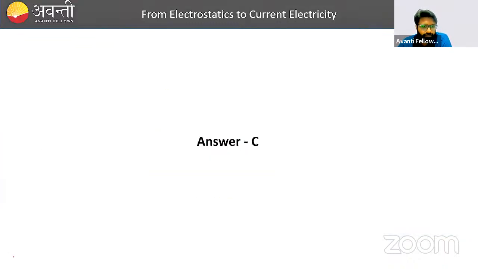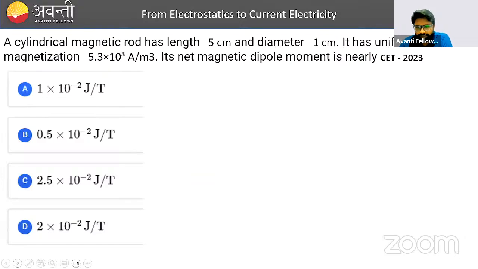Now ये क्वेश्चन हो गया था ये वाला. चलो इस क्वेश्चन को सोल्व करो भाई. A cylindrical magnetic rod has a length of 5 centimeter and diameter 1 centimeter. It has uniform magnetization 5.3 × 10^3 ampere per meter cube. Its net magnetic dipole moment is nearly.